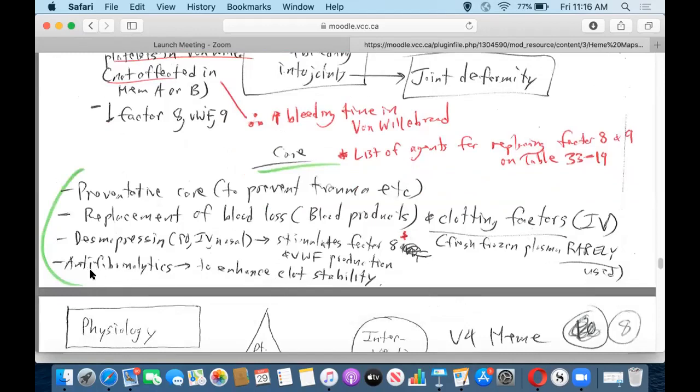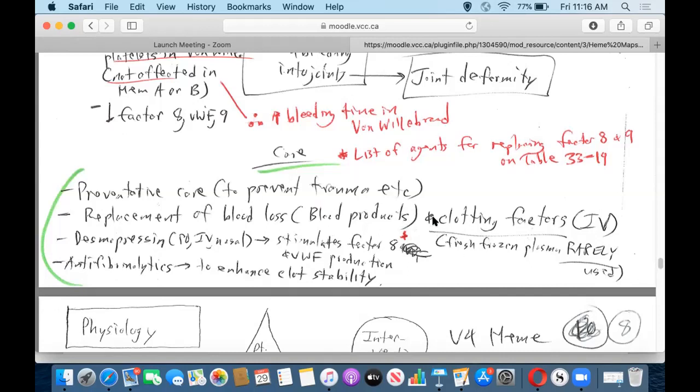They might need to take some antifibrinolytics to enhance the clot stability. But that could cause its own problems too. So that's an interesting point to keep in mind. It could cause increased chance of clotting that you don't want. So, I mean, it really depends. But it's a possibility that you might take these meds too.